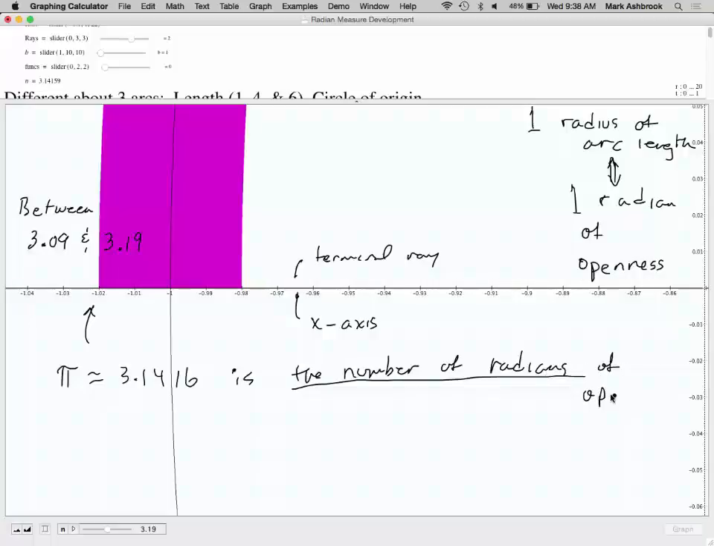Who has learned something in the last 2 days? The number of radius lengths. The number of radius lengths to get you exactly halfway around the circle if you were laying them on the circle. And why? Because that's where the number of radians of openness comes from. It comes from the number of radius lengths. I'm probably putting you to sleep by saying it so many times.